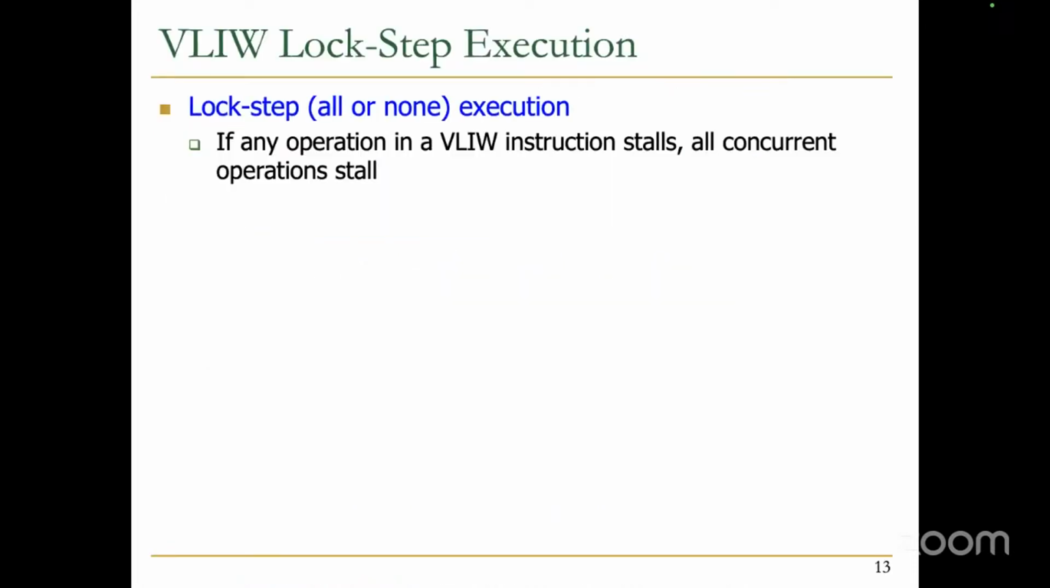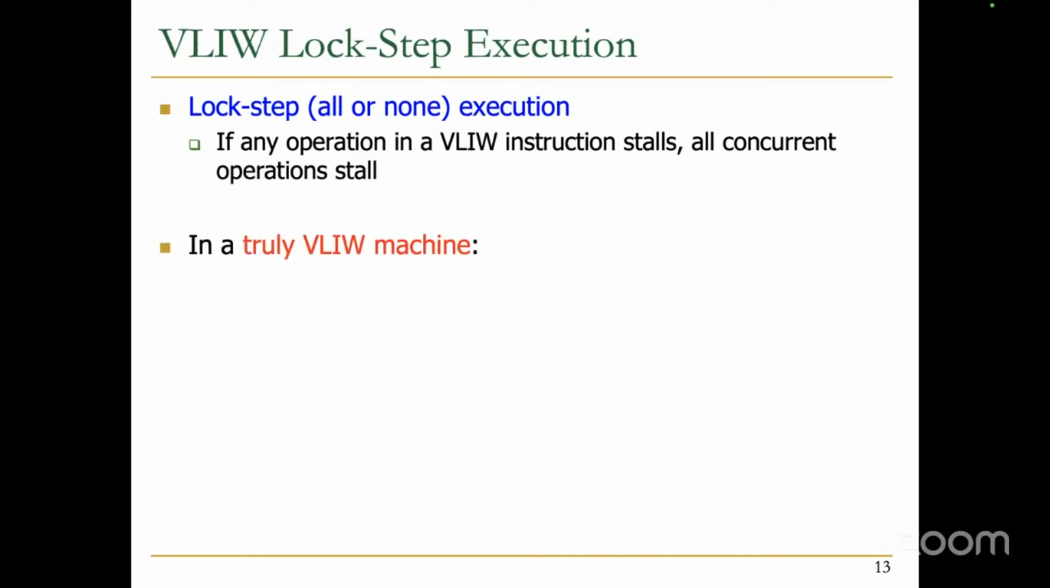Okay, so basically that's what I said. Lockstep, all or none execution. If any operation in a VLIW instruction stalls, all concurrent operations stall. No later operations can continue in the pipeline. Why? To keep the hardware simple. This is exactly the opposite of out-of-order execution. In out-of-order execution, when someone stalls, there are other instructions you can try to find and execute, right? That sounds good, but there is a trade-off here.